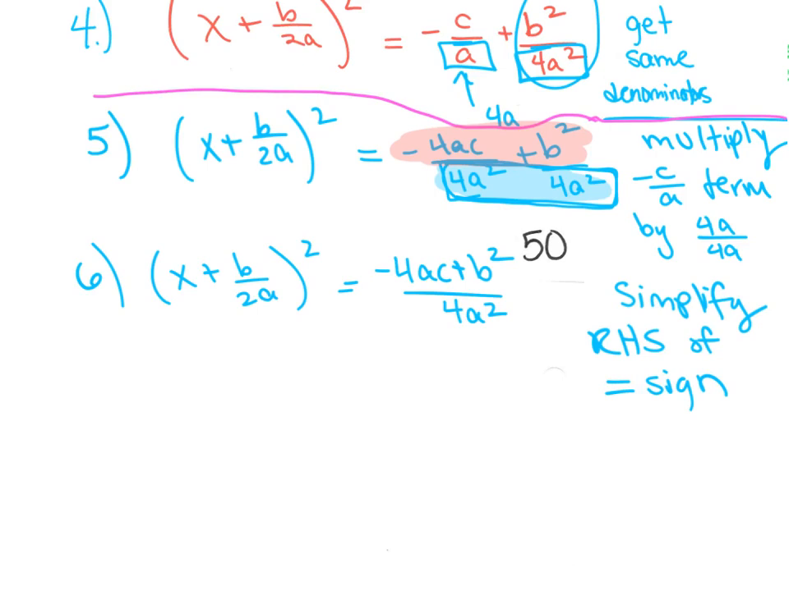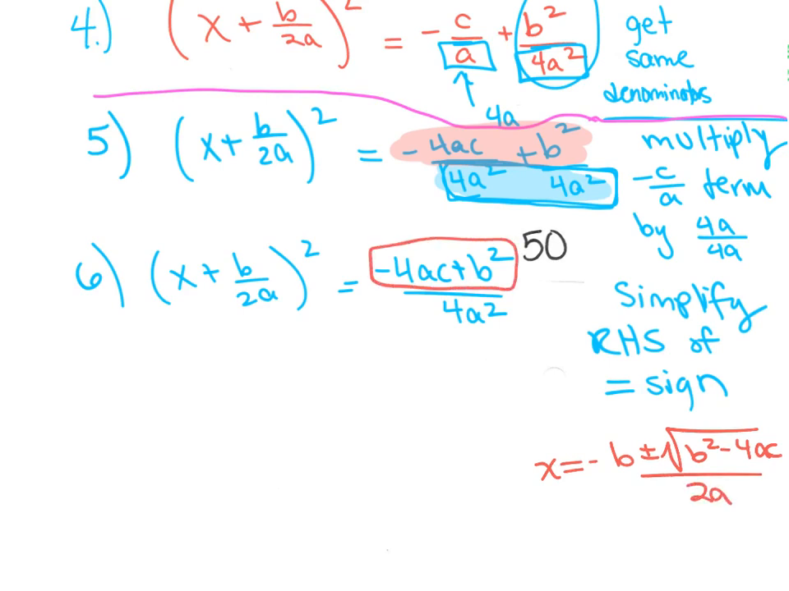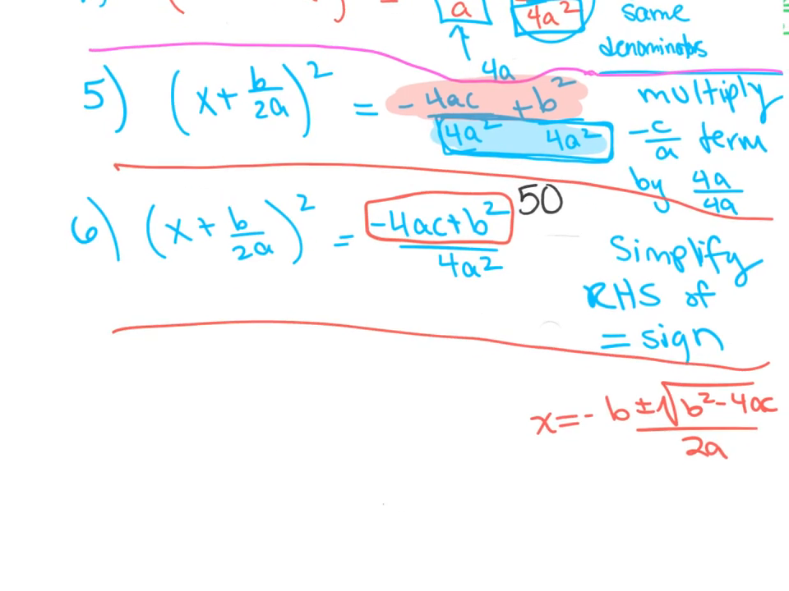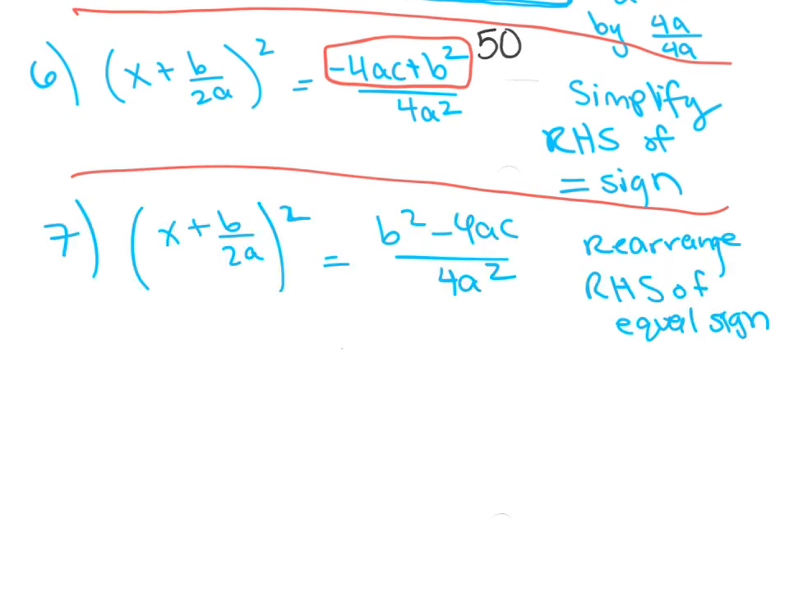Okay, I am going to rearrange the terms because you should remember the quadratic formula is negative b plus or minus square root of b squared minus 4ac all over 2a. I have that b squared minus 4ac here. I just want to rearrange the terms, and really that's just using the commutative property.